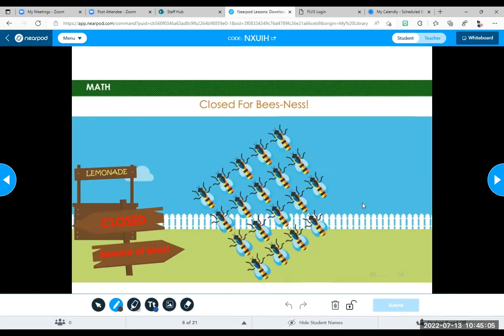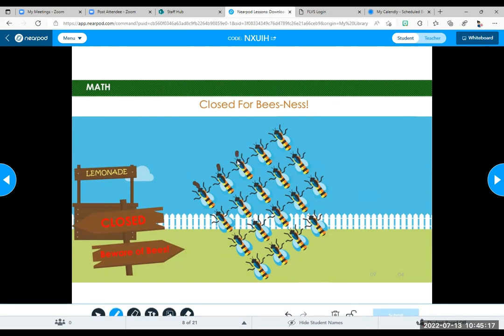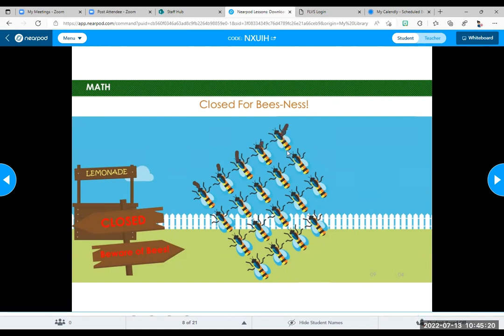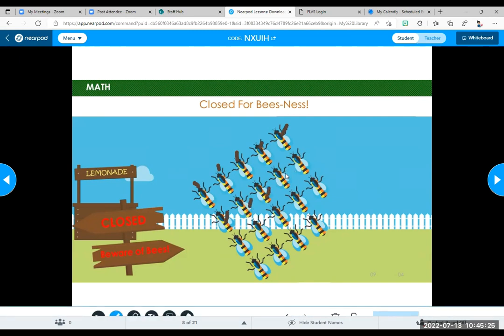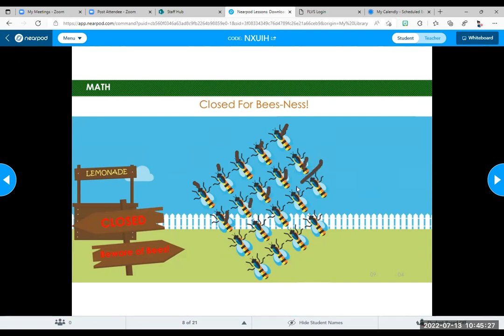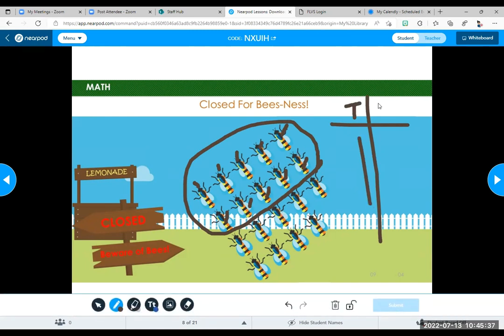So what we're going to do is count the bees. Are you ready to make a 10? Can we find 10 bees? Let's try it. Okay, count with me. Go. 1, 2, 3, 4, 5, 6, 7, 8, 9, 10. Oh, stop. We made a 10. Oh, very nice. Now let's go ahead and do that T chart. We made a 10. That's 1 ten. Now let's do our ones. What's left over?